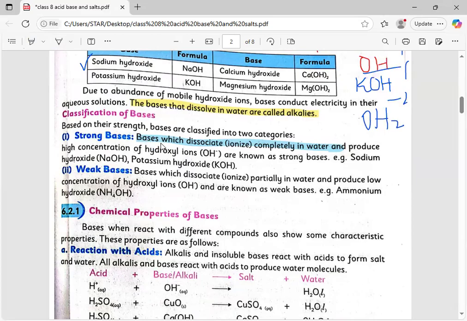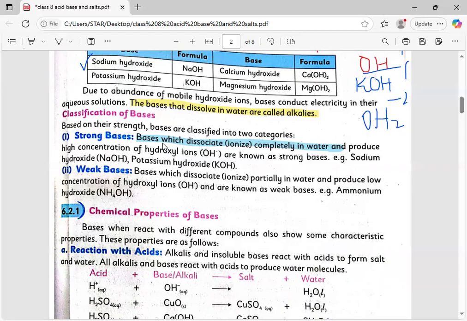So those bases which dissociate or ionize completely in water and produce a high concentration of hydroxyl ions are known as strong bases. It means that whenever you dissolve any base in water, and if all the molecules of that base dissociate completely and produce OH ions in the water, these types of bases are called strong bases. For example, sodium hydroxide and potassium hydroxide. These two bases are examples of the strong bases that we are dealing with in our syllabus today.